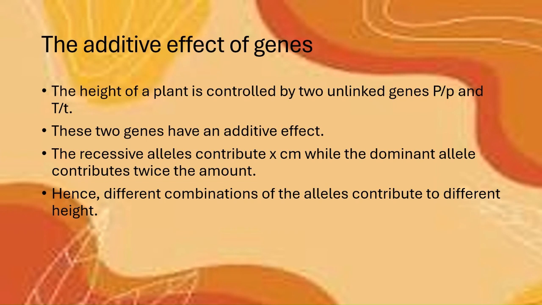So the additive effect of genes. So the height of a plant is controlled by two unlinked genes, and these two genes have an additive effect. The recessive alleles contribute X centimeter, while the dominant allele, for example, contributes twice the amount. So this is a hypothetical example. It's not actually facts. So basically recessive allele produces a certain amount of height, while the dominant allele produces possibly a larger amount of height. So different combinations of these can contribute to different heights. So which is why the height would be described as continuous variation.